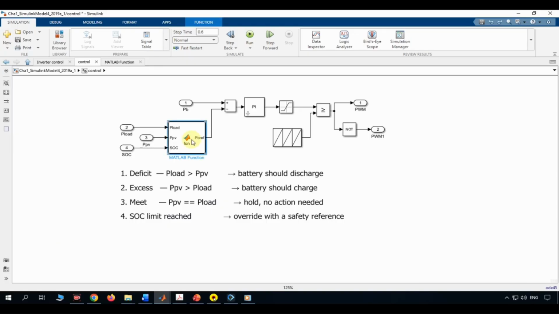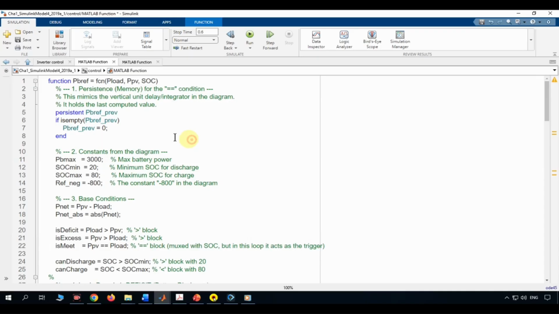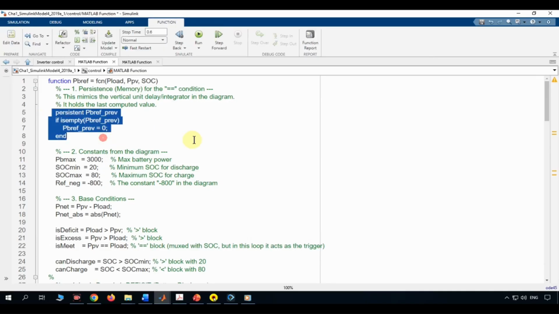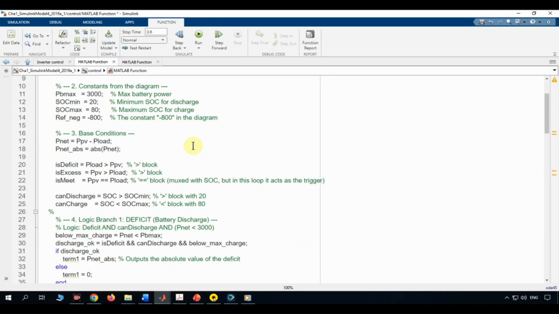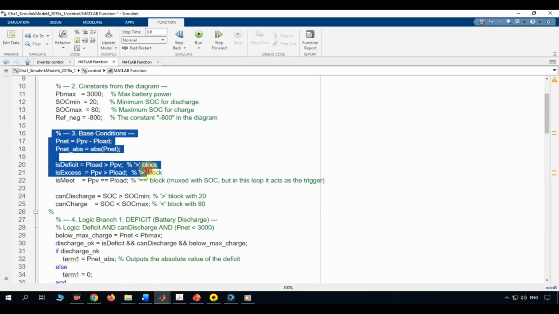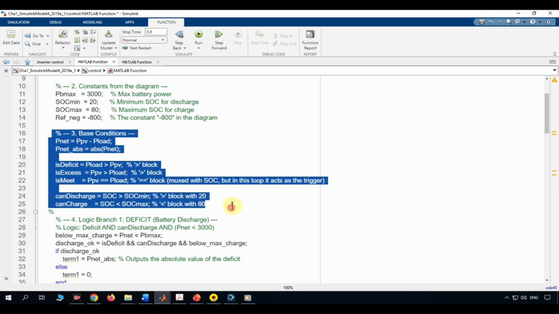First thing, a persistent variable, pref_prev. This is the code equivalent of that vertical integrator loop you can see feeding back into the diagram. Its whole purpose is for the meet case, when load exactly equals generation. Instead of forcing the battery to some arbitrary value, the function just holds onto whatever pref it computed last time. It's memory across time steps, just like the persistent variables we saw in the MPPT function.